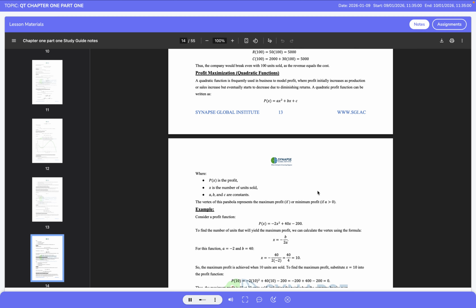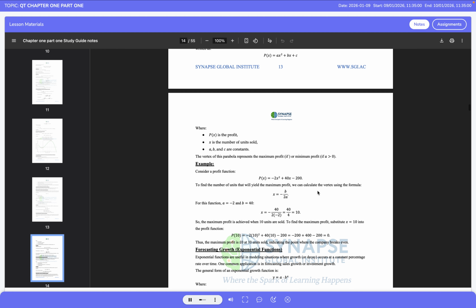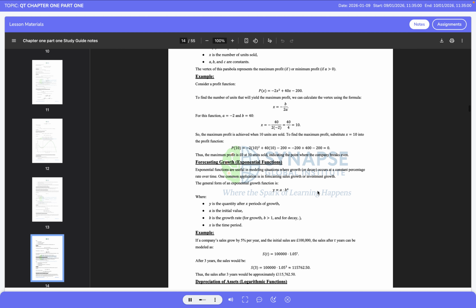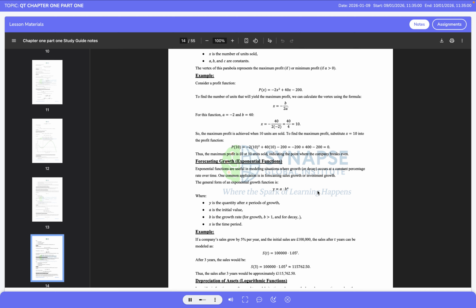For example, consider the profit function P(x) = -2x² + 40x - 200. To find the number of units that yield the maximum profit, we use the vertex formula, which states that x = -b / 2a. In this case, a is -2 and b is 40, so x = -40 / (2 × -2), which simplifies to 40 divided by 4, giving 10. This means the maximum profit is achieved when 10 units are sold.